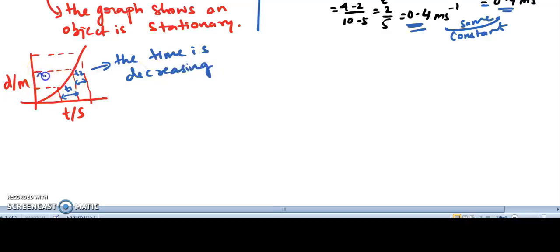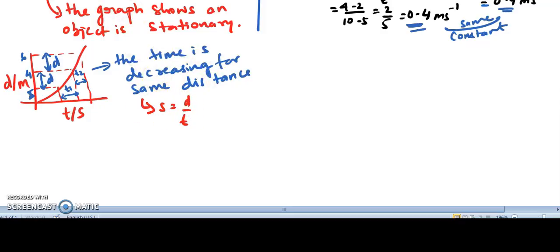For the same distance, here also d, here also d, something like we took up to 4, 6. So the time is decreasing for the same distance. What does it mean now? If the time is decreasing for the same distance, and we know speed is distance by time, then speed will increase, which means in less time the object is covering the same distance. So it has to go faster. So the speed is increasing.